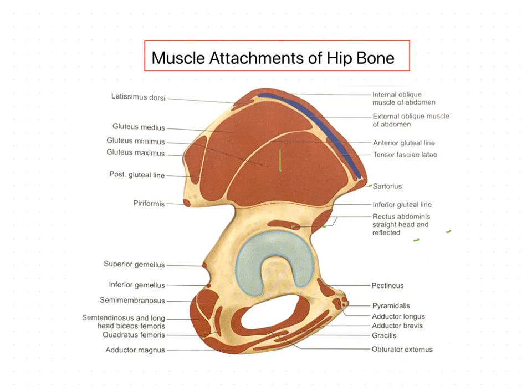Okay, now we'll move on to the pubis. Over the pubis, we can find the pectineus, pyramidalis, and the adductor group of muscles of the thigh all originating here. These are the adductor longus, brevis, and adductor magnus. All these muscles originate along the pubic rami. This is the inferior ramus of the pubis. The pectineus originates from the superior ramus of the pubis, and the pyramidalis originates from the body of the pubis.